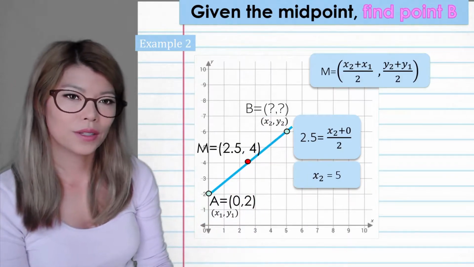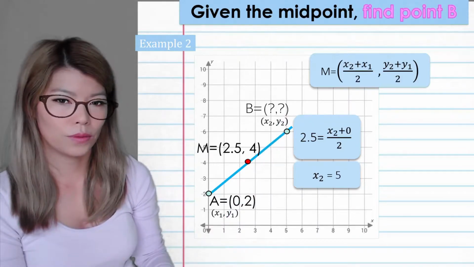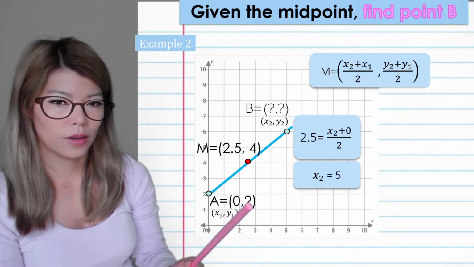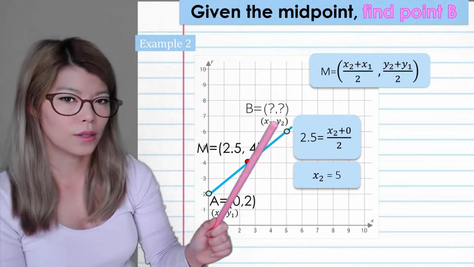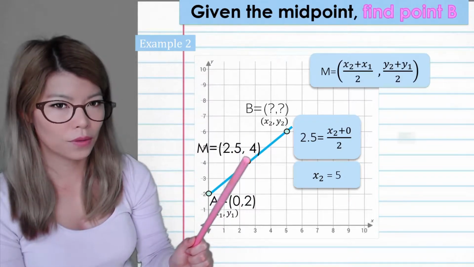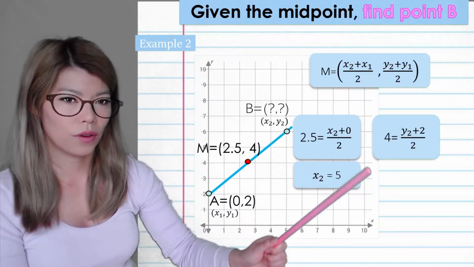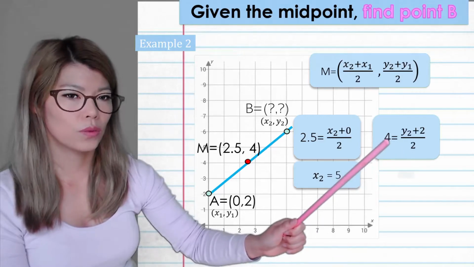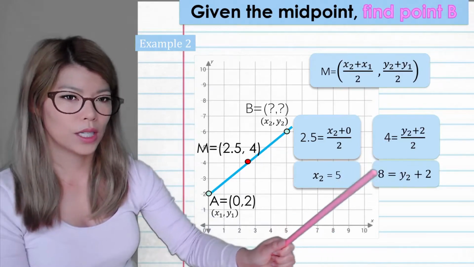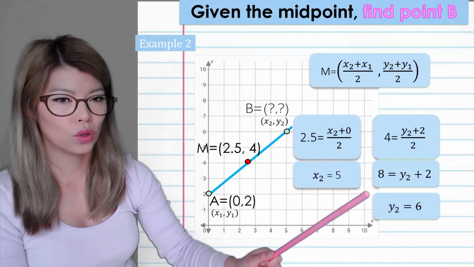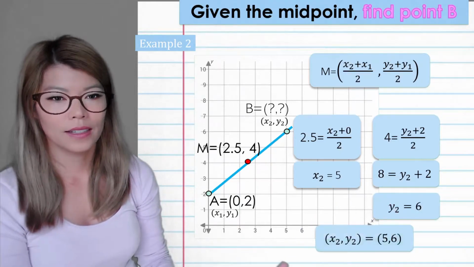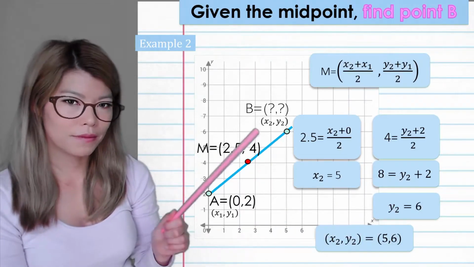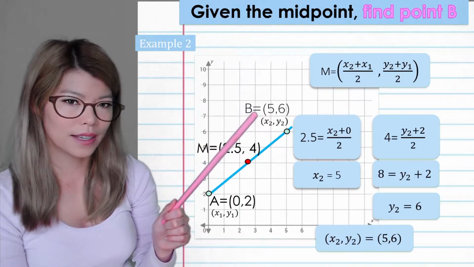Likewise, to find the missing y value, we would know that the 2 plus the missing y value, divided by 2, would give us 4. So therefore we can rearrange. Times it by 2, we get 8, and then bring the 2 over. 8 minus 2 is 6. So our missing point up there is 5, 6.